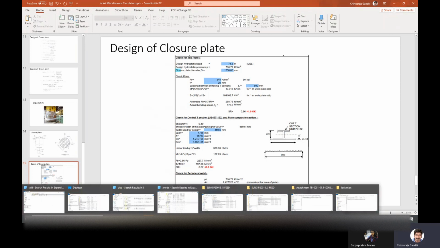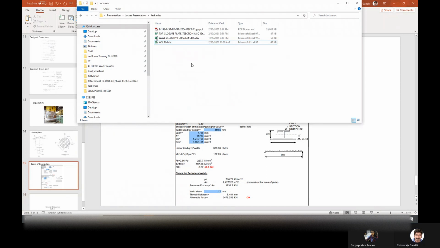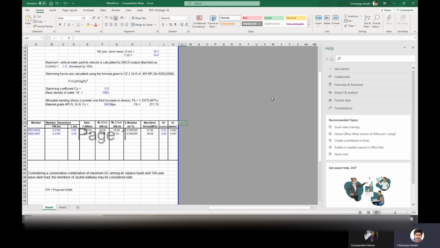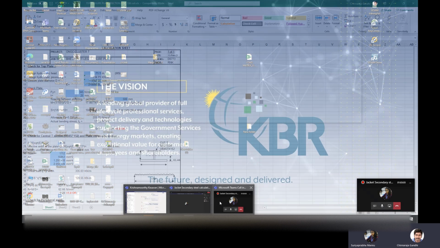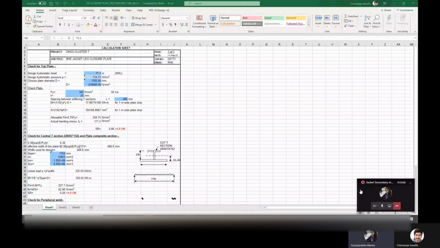If you go here, if you take the closure plate. Okay, if you see here, this is the hydrostatic head. I think you are able to see the Excel calculation. Correct, no? Yes, yes, I can see.